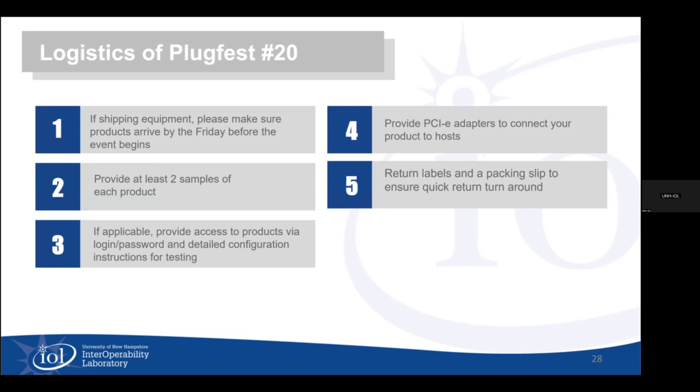The logistics, if shipping equipment, which everyone should be shipping equipment: make sure it arrives by the Friday before the event begins. It's especially important for PCIe devices to ship at least 2 samples of each product. This is because in the interoperability testing, it is required to have 2 products, especially for the unique identifiers test that I mentioned previously. But 2 or more is better, because then we can test more at once, or if one drive happens to have some sort of critical failure, more redundancy is better to keep testing moving forward.